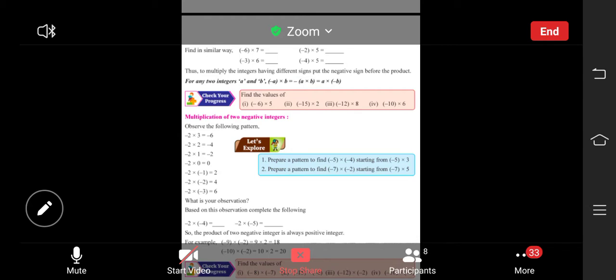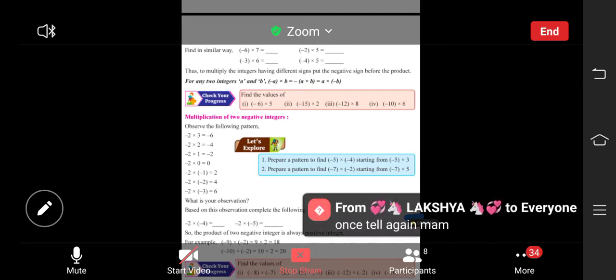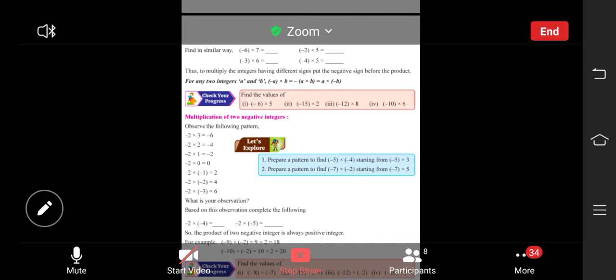Thus, to multiply integers having different signs, put the negative sign before the product. For any two integers a and b, minus a into b, how can you write? Minus of a into b is equal to a into minus b, both are equal. So find the values like this. Now see the multiplication. For any two integers a and b, minus of a into b is equal to minus of a into b. Same, a into minus b, both are equal here.